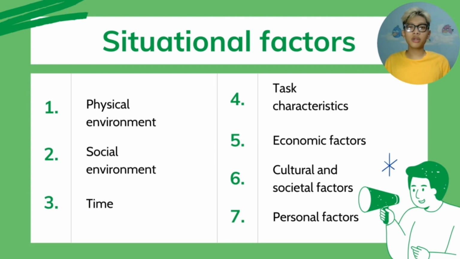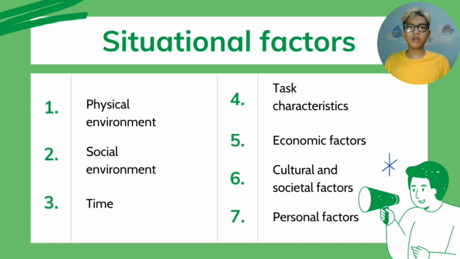Time, days of the week, or a season can significantly influence people's behavior. Task characteristics such as complexity, difficulty, and novelty can significantly influence individual motivation, engagement, and performance in an activity. Economic conditions, including income levels, pricing, discounts, and resource availability, significantly influence people's behavior and decision making.